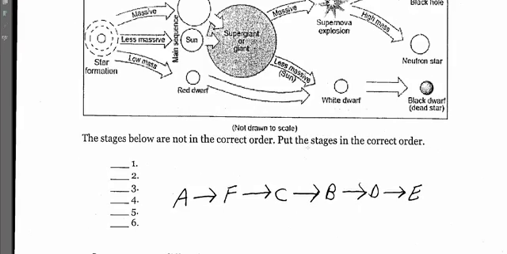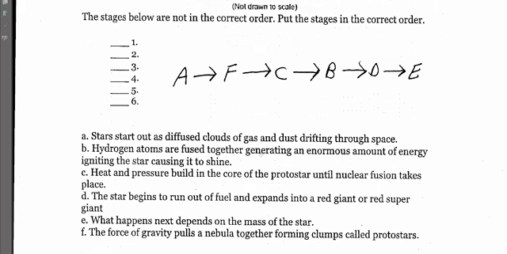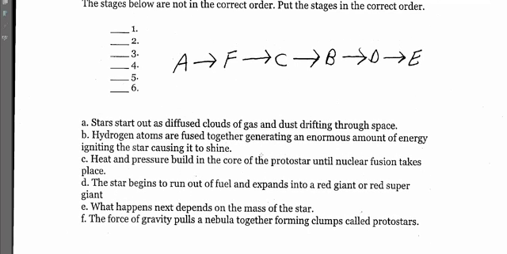Here we had to put the whole idea of the stages in the correct order. And so the first one was A. Stars start out as clouds of gas and dust drifting through space. The next one is F. Gravity starts pulling these things together, forming clumps called protostars. And then once you get enough heat and pressure in the core of the protostar, nuclear fusion will take place. And if nuclear fusion takes place, you're going to get the igniting of a star, causing it to shine.